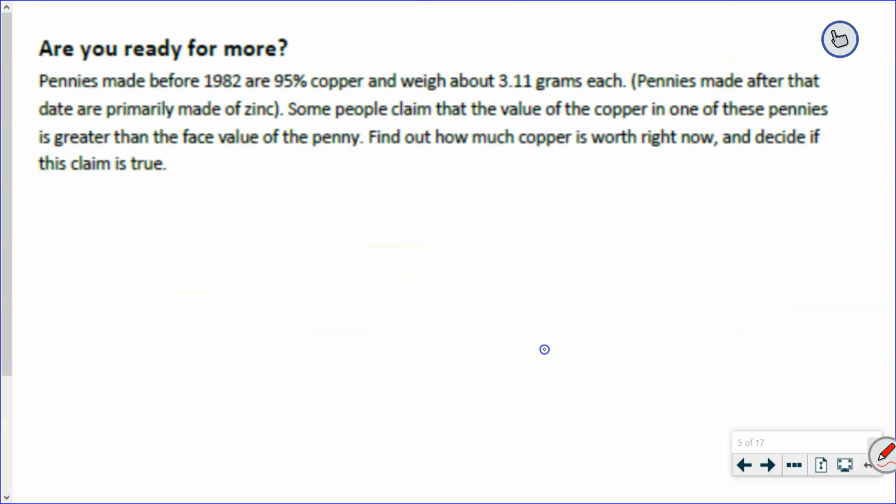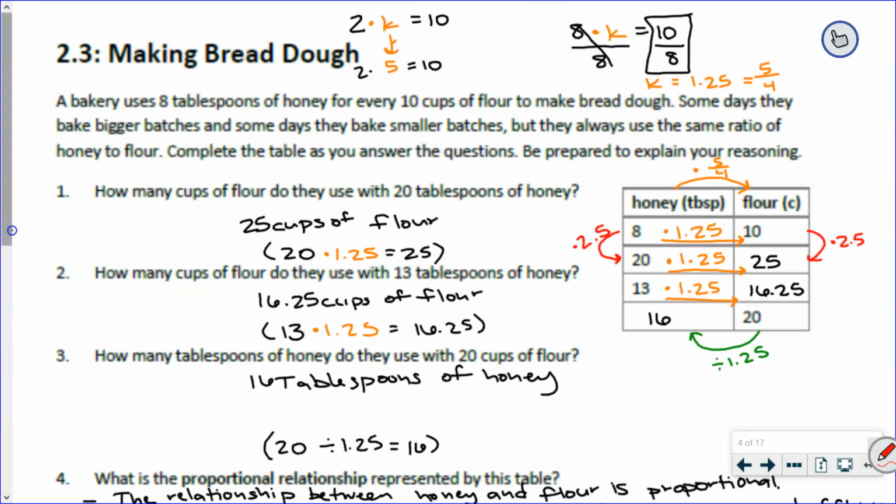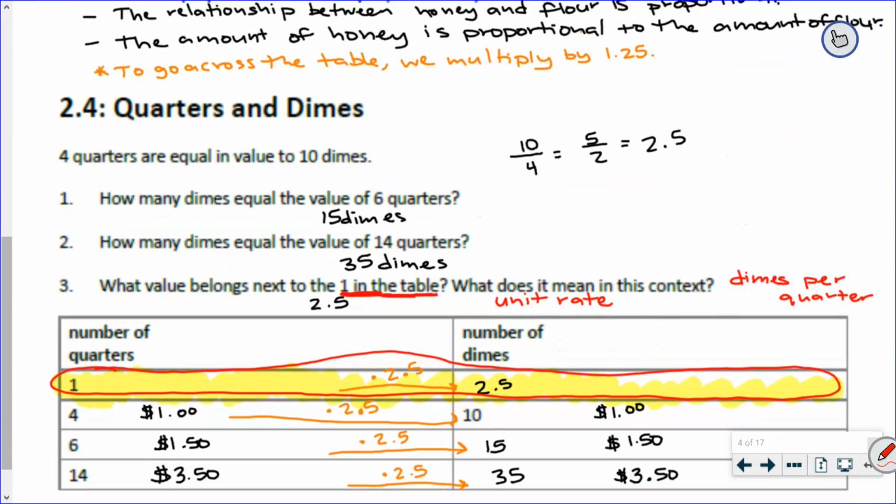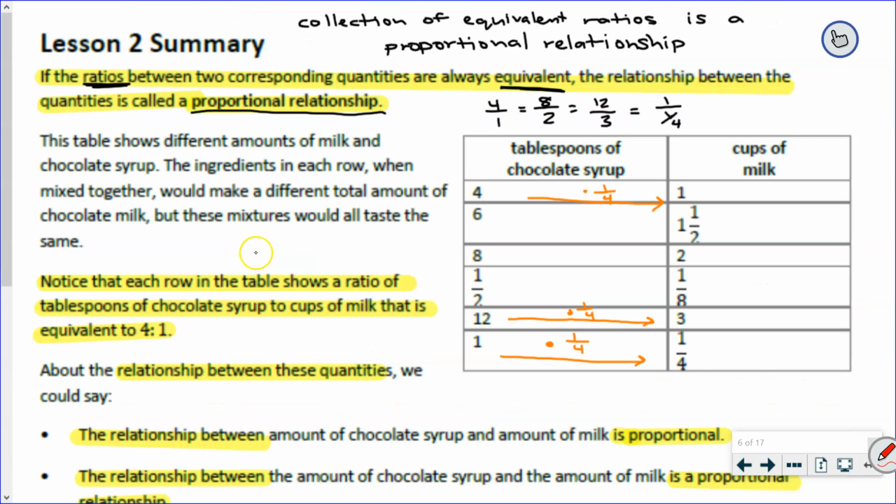It's just like that question that they asked over here. What does that 1 in that table mean? That 1 in the table tells us the unit rate.